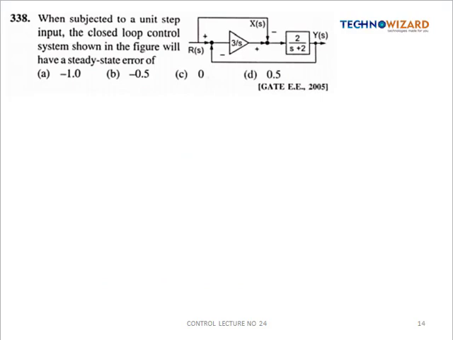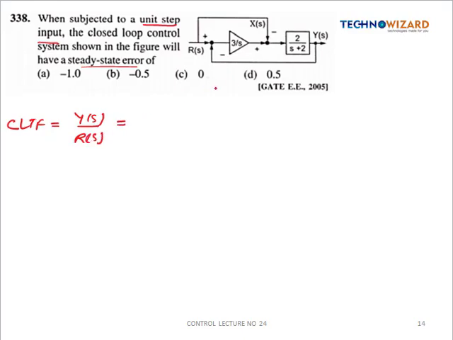Next question is: when subjected to a unit step input, the closed loop control system shown in the figure will have a steady state error of. Okay, so the input is unit step. First of all, let us find the closed loop transfer function. The closed loop transfer function is given by output Y(s) by input R(s).